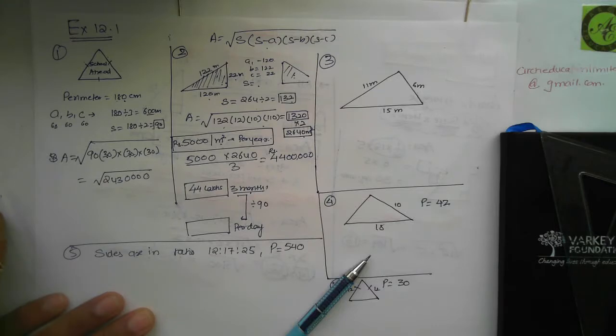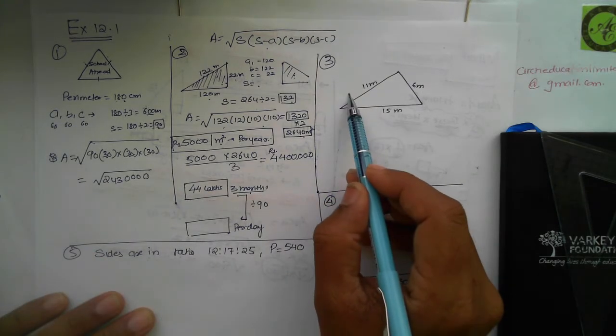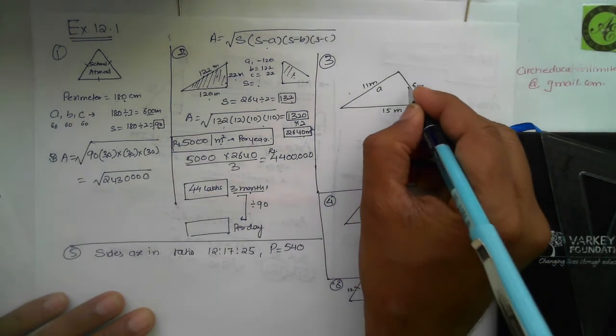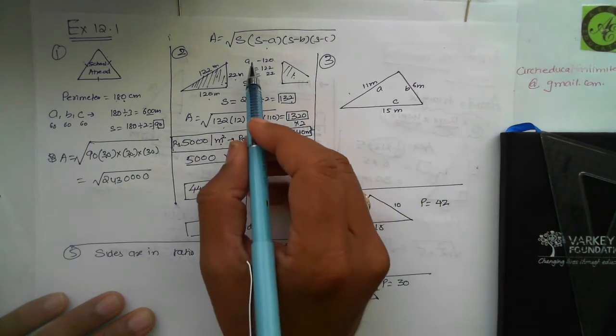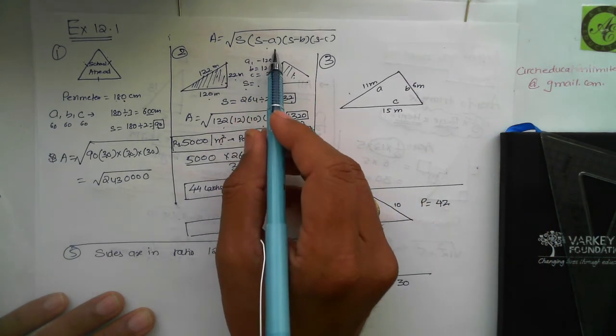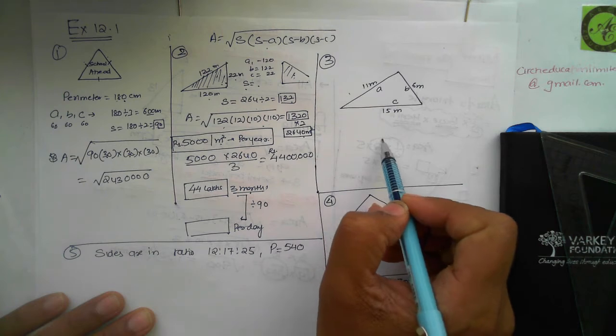This question number 3 is really straightforward. आपको A, B and C, all 3 things are given. Find S, then put that into the formula to find the area. So there's nothing for me to do in this.